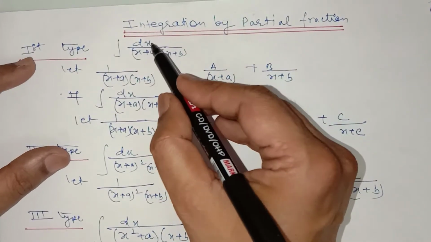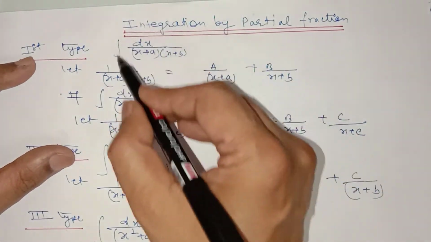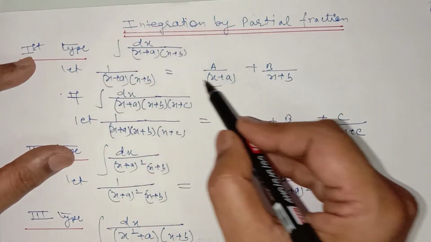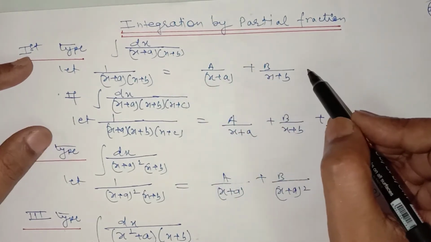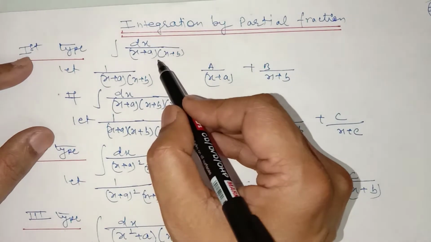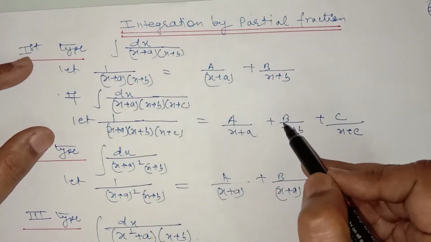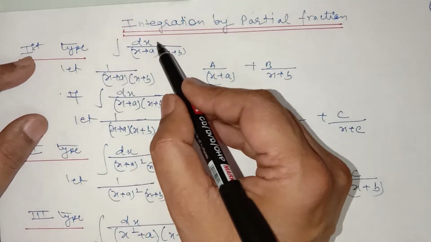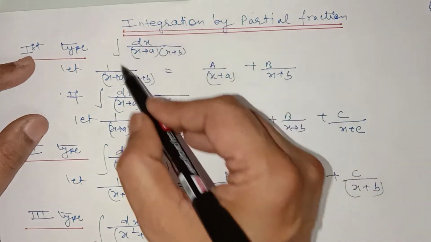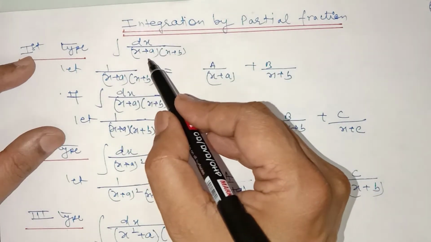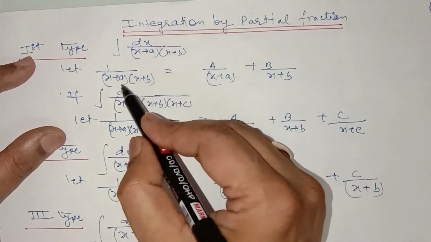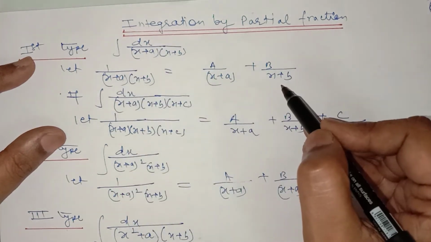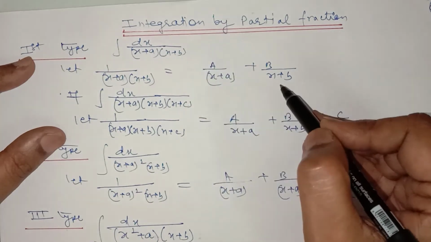So first type is dx upon (x plus a)(x plus b). You have to break into 2 integrals so that between the individual integrals we have a positive or negative sign between them. You have to break this product into plus or minus like this. When we have these factors of linear polynomial, you have to let it A upon the first factor plus B upon the second factor, A upon x plus a plus B upon x plus b.